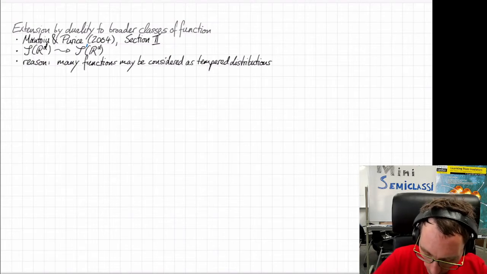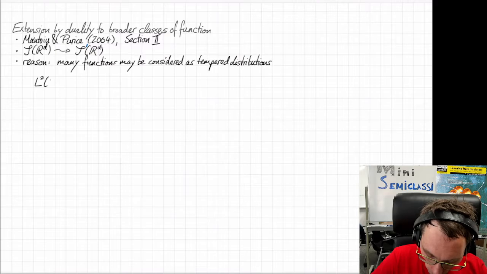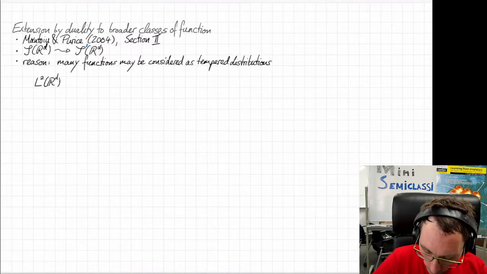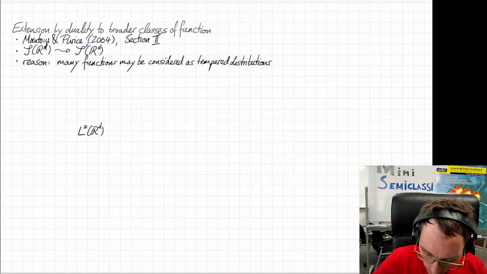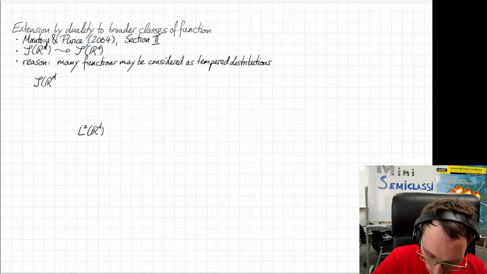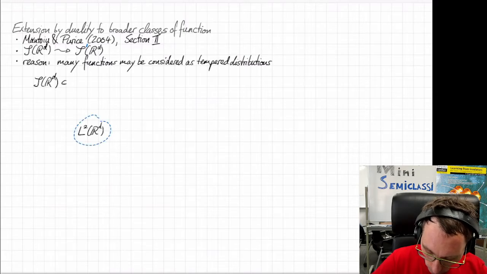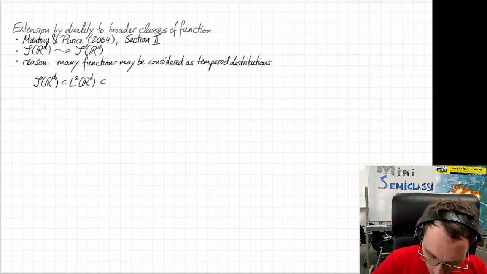So common examples are L2 over R^d, which you can bracket between Schwartz functions, which are dense in L2, and the tempered distributions.